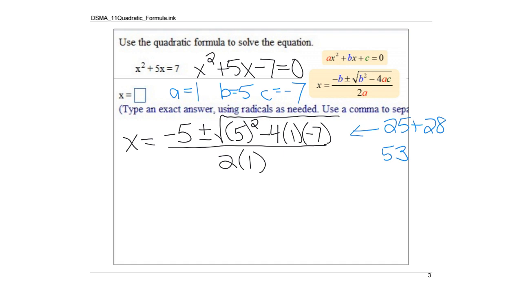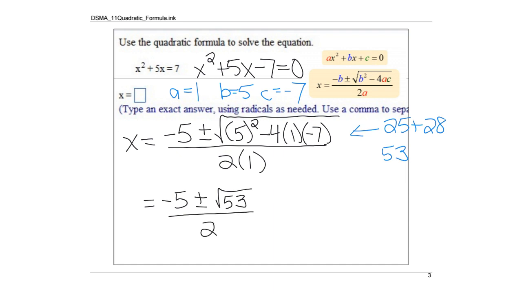Now, 53 does not have any factors that are going to help us out here. So actually, I think it may be a prime number even. So let's go ahead and go back over here and see what we have. So we have -5 plus or minus the square root of 53 divided by 2. And that's actually our answer.